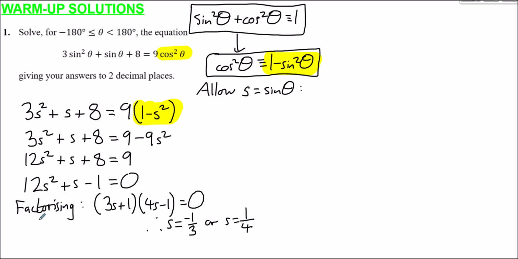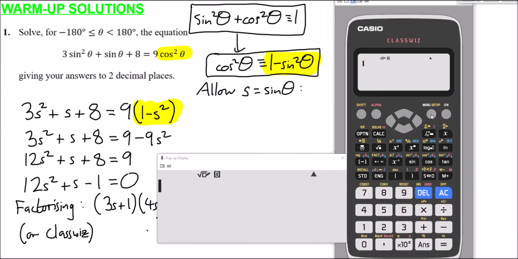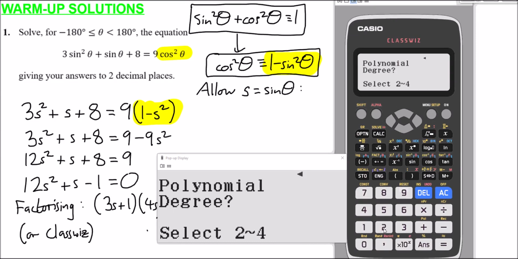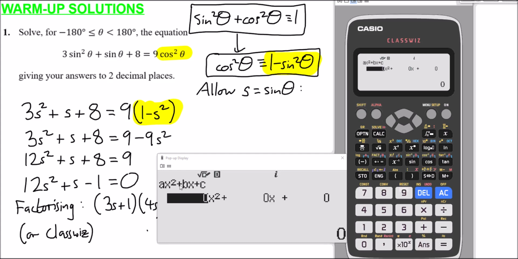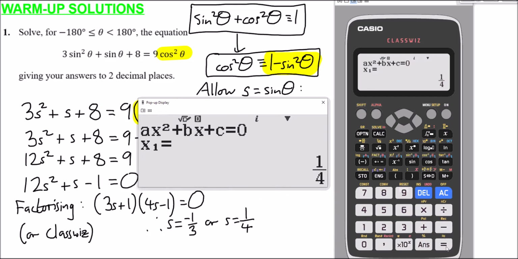Or if we use the class whiz, that's absolutely fine as well, because the examiners will be fully aware that you may well have a fairly powerful calculator on your desks in these exams. So just to remind you how to solve quadratics using the class whiz, what we can do is go to menu, press option A, press 2 for polynomial, press 2 because it's degree 2. Any polynomial which has highest power 2 is quadratic, so it's degree 2. So the coefficient of the squared term is 12. Then the x term we have just one s, so type in 1 for x. And then minus 1. And press equals and equals again. And you see, the same as what we had here, either it's a quarter, and the other solution is minus 1/3.